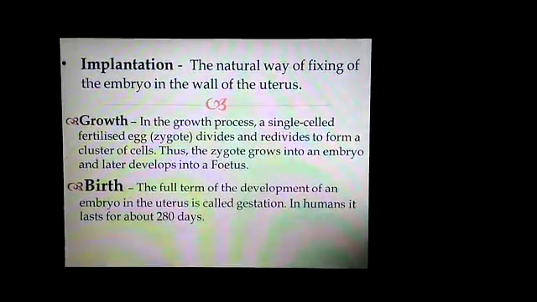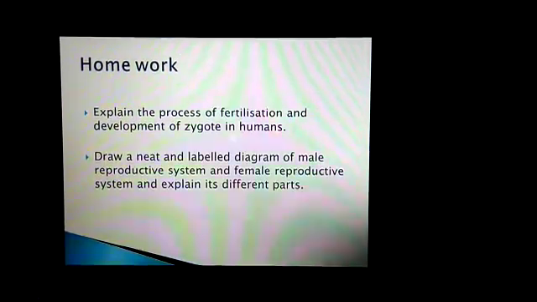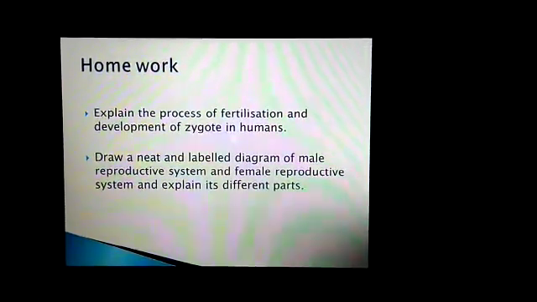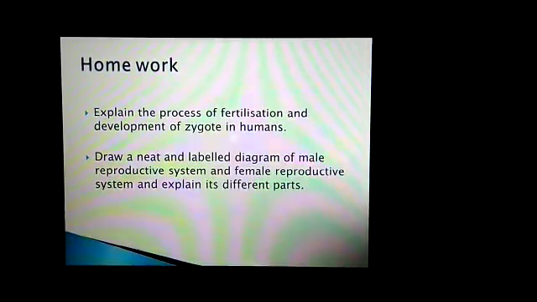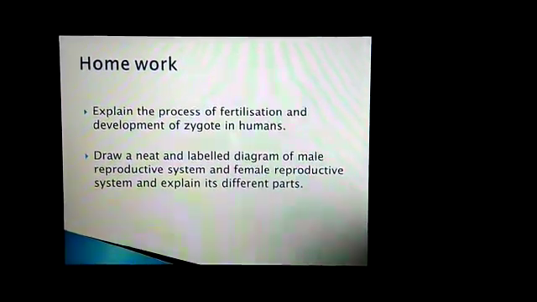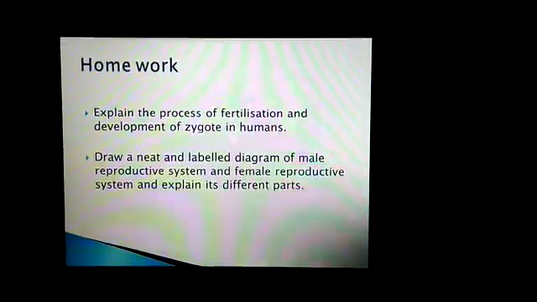For more detail, just go through your textbook. Today's homework: explain the process of fertilization and development of the zygote in humans. Second question: draw a neat and labelled diagram of the male reproductive system and female reproductive system and explain its different parts. Write these answers in your biology notebook.